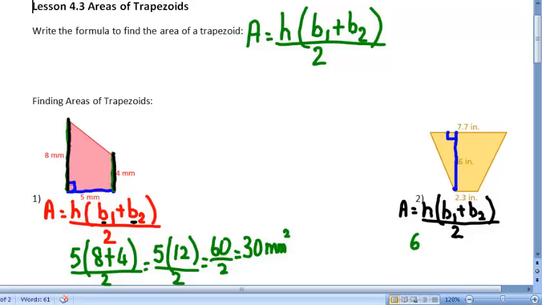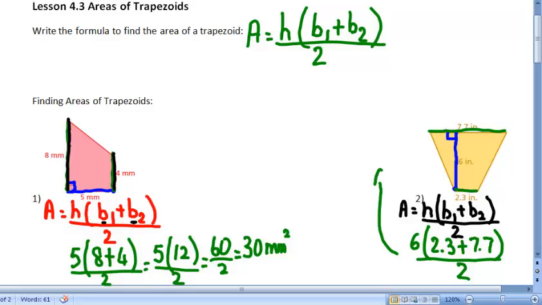Let's go ahead and plug it in. 6 times, of course this would be one of the bases and this would be the other base, so I have a 2.3 plus a 7.7, and I'm going to divide it by 2. I'm just going to finish up the problem right here. So I have a 6 times 10 divided by 2, which is 60 divided by 2, which gives me 30 inch square. That's the area of this. Okay, let's move on to the next problem.